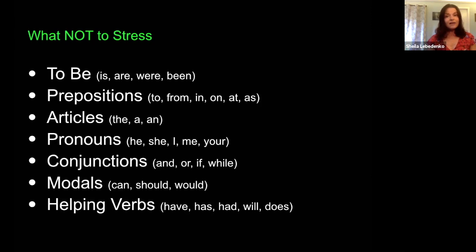And the articles. I know you spent a long time learning articles if you've been learning English, and you think about them really hard, right? But we don't stress them: the, and. And pronouns like he, she, I, we don't stress those either, although logically it seems like you should, right? So maybe the pronouns, that one's not so intuitive. Then there's conjunctions: and, or, if, while, that, things like that, we don't stress them. And usually we don't even stress modals like can, should, or would. Helping verbs, have, has, had, etc., we don't stress.